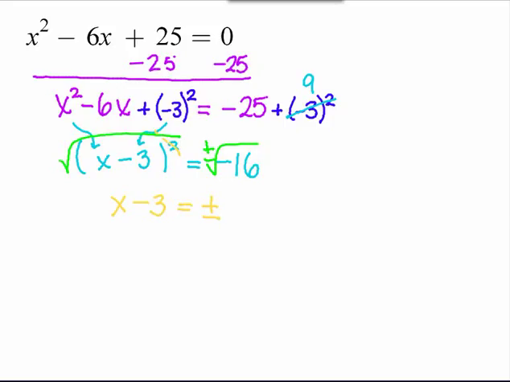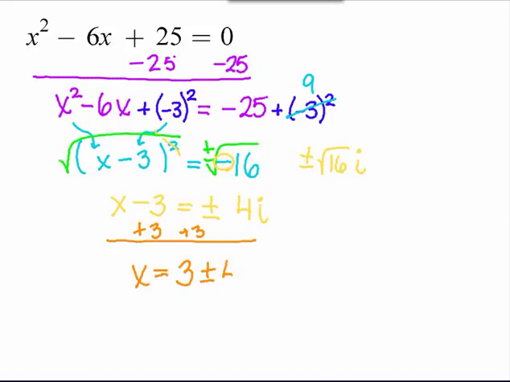Close. 4i. Very good. Because remember that whenever we have a negative inside, we always get rid of it by using an i. So really this comes out to be plus or minus root 16i, and we know that the square root of 16 is 4. Last step will be to add 3. So my answer is 3 plus or minus 4i. So you can't do anything? Nope, can't do anything more, you're done.